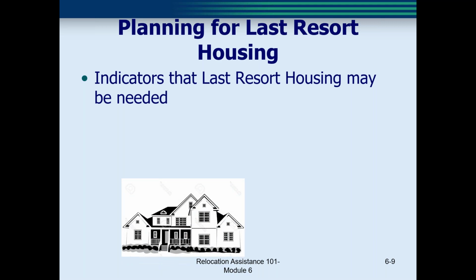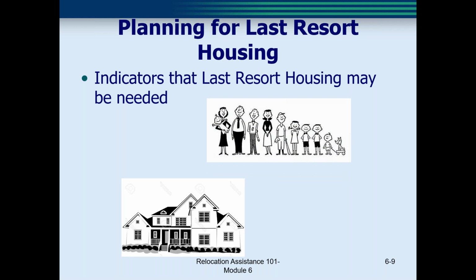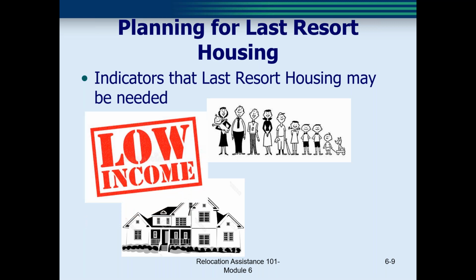You may have some unusually large homes being acquired, either because they have a large square footage or because they just have a lot of bedrooms. It could be a very large family, a big household, and remember the rule of adequate living space, you may have a family that requires 5 bedrooms. Also low income families that are currently paying a modest or low rent.